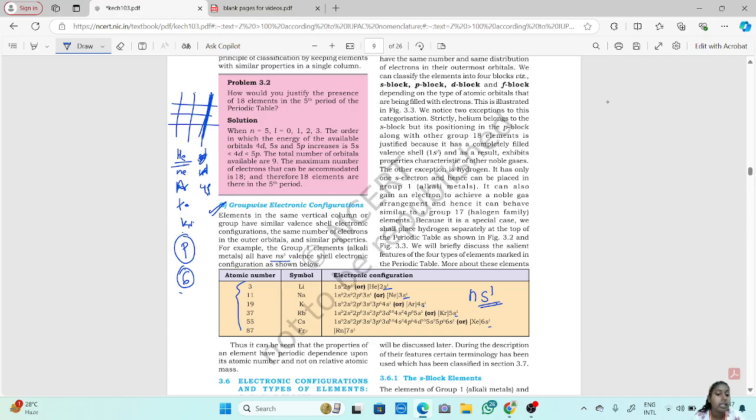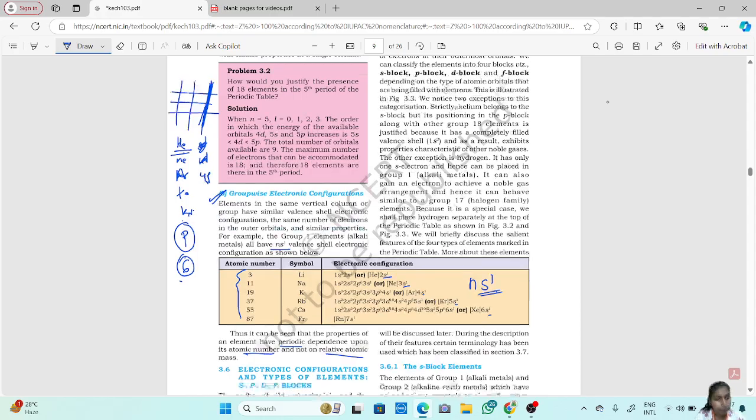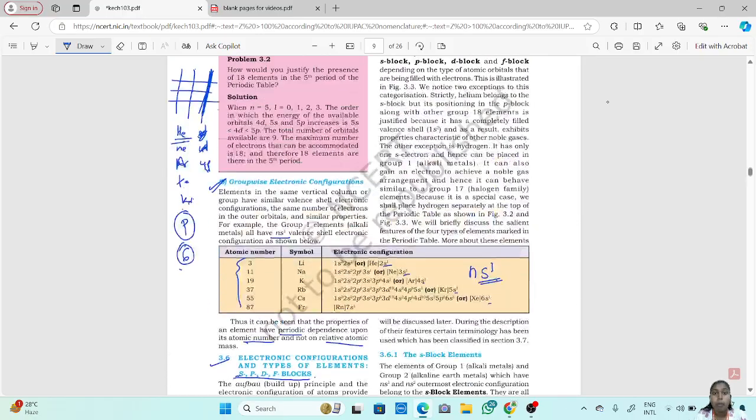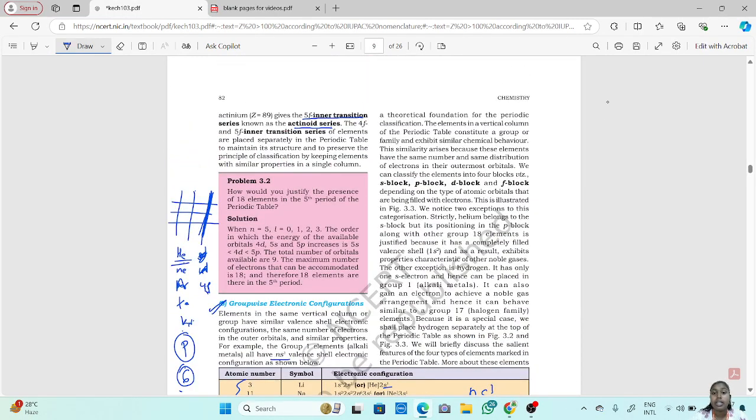So here it clearly states that periodic dependence is upon the atomic number and not on the relative atomic mass or the atomic mass. Now next is the electronic configuration and types of elements, that is S, P, D and F block elements. Now the above principle and the electronic configuration of atoms provide the theoretical foundation for the periodic classification.